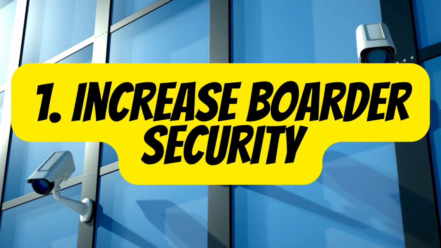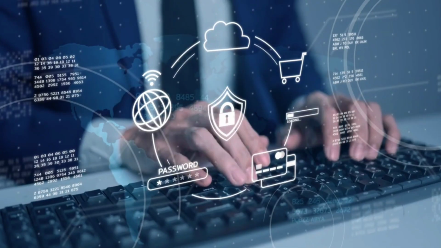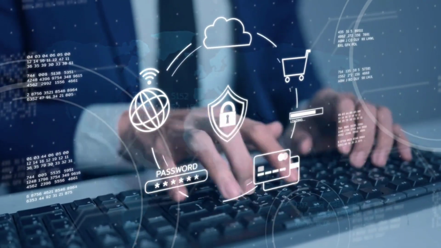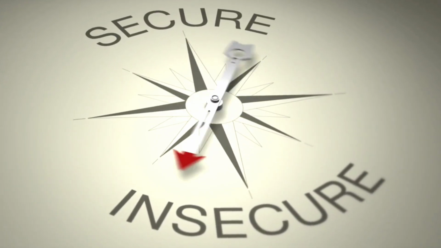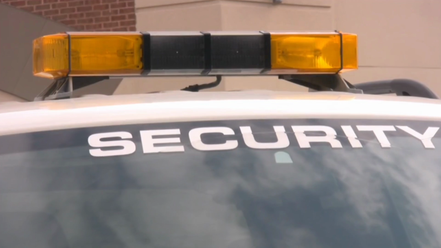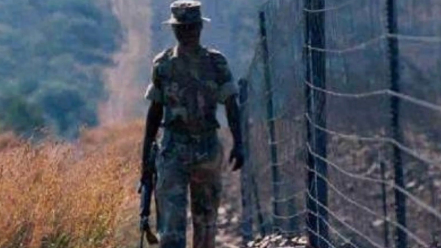1. Increase border security. One of the main issues facing South African borders is a lack of security. The government could increase funding for border security, improve training for border officials, and enhance the use of technology, such as biometric scanners and drones, to monitor and secure the borders.